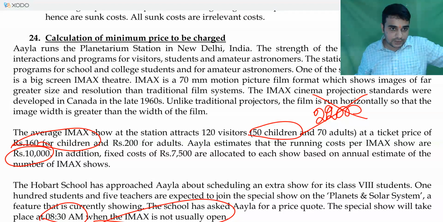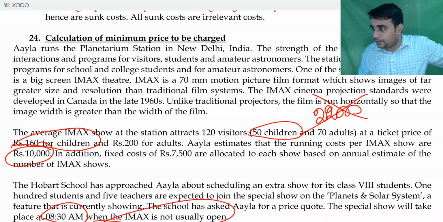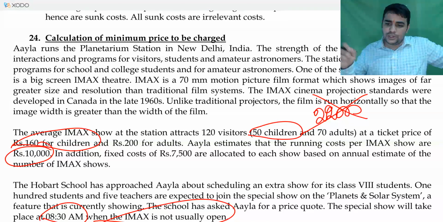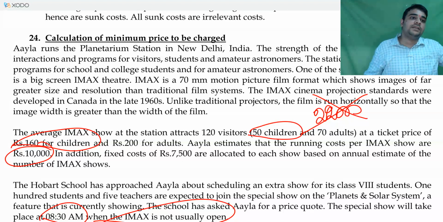Clear? Any doubts on this? The relevant cost is 10,000. So I am not bothered about 22,000. So you will write some explanation. First you will do the relevant cost statement of this. Revenues lost, you will say nil because you are not losing this, because at that time the show is not running.